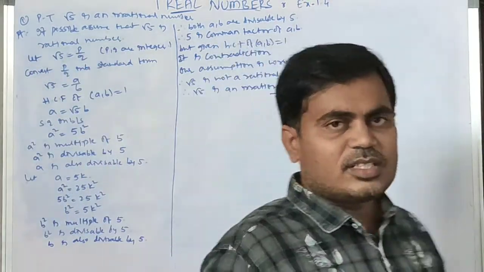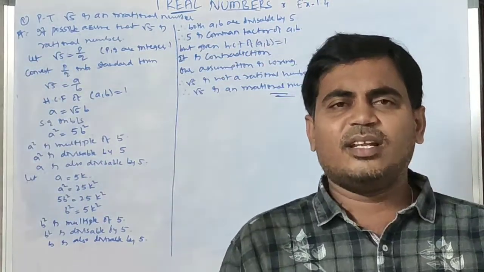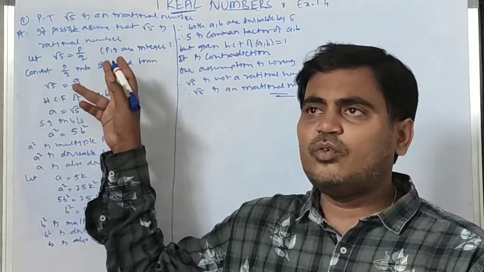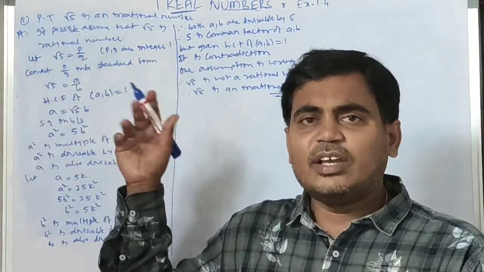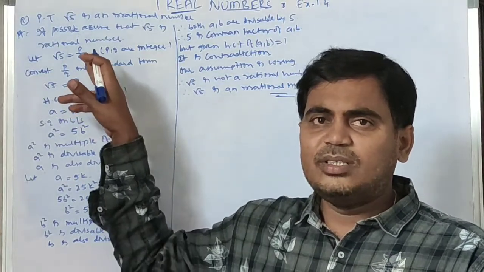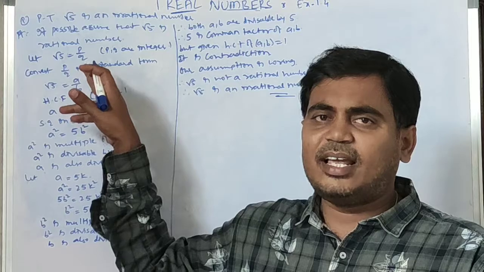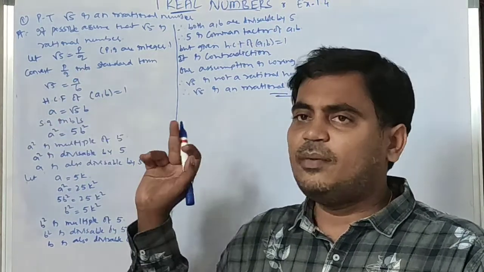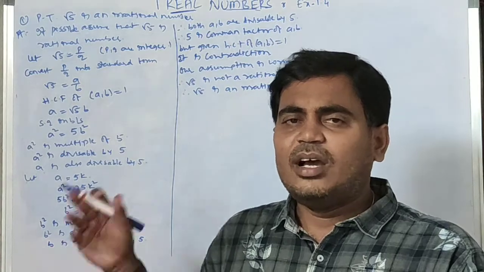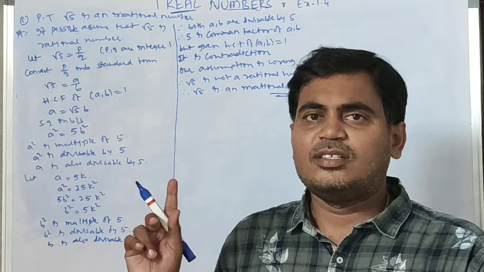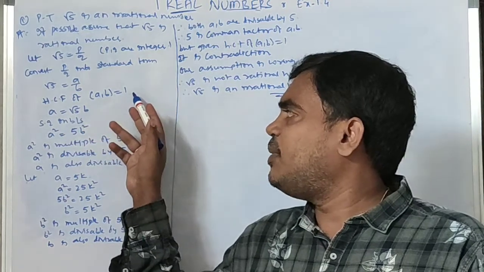One more time. First, we need to prove root 5 is an irrational number. For that I am taking root 5. If possible, root 5 is a rational number. Every rational number can be expressed in p by q form. Simplifying and cancelling and converting into standard form p by q, we got root 5 equal to a by b. If it is standard form, then HCF of a, b, numerator and denominator, is 1.